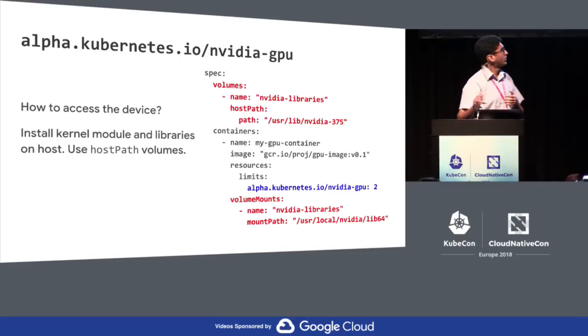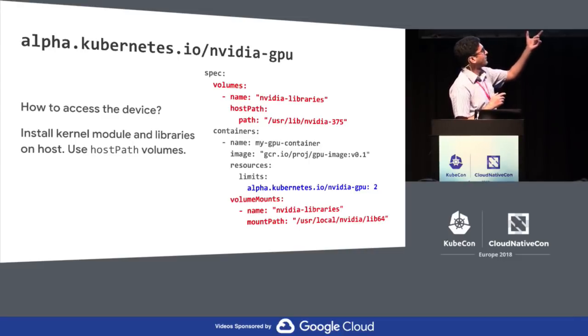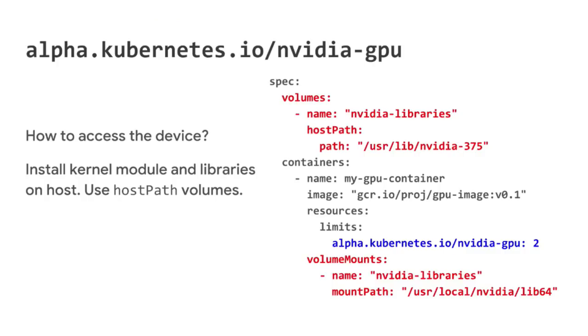So this is how it looked. In blue, you see that this pod or this container is requesting 2 GPUs, and this is the same place where you'd add CPU and memory. At the top right in red, you see that we are creating a host path volume called NVIDIA libraries, and the path there is the path on the host where these shared libraries are present.